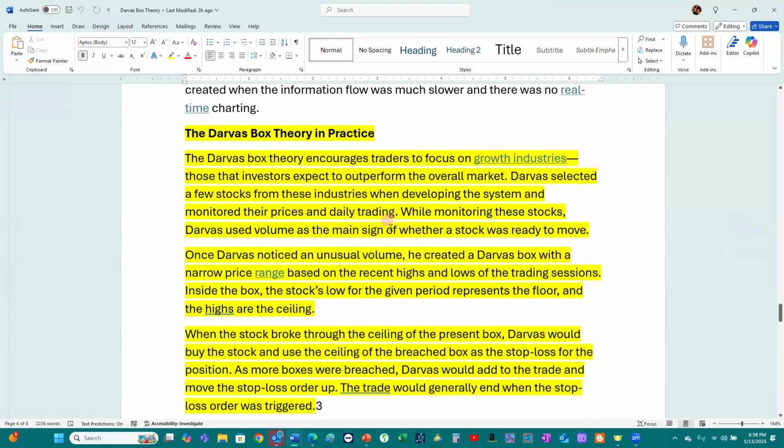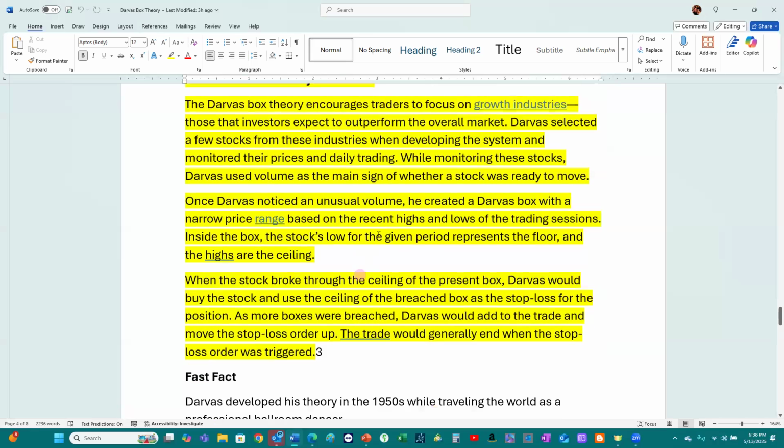So box theory in practice encourages traders to focus on growth industries, those that investors expect to outperform. Select a few stocks from these industries when developing the system. While monitoring these stocks, use volume as the main sign of whether a stock was ready to move. If you notice unusual volume, he created a Darvas box with a narrow price range based on the recent highs and lows of the trading sessions. Inside the box, the stock's low for the given period represents the floor, and the highs are the ceiling.